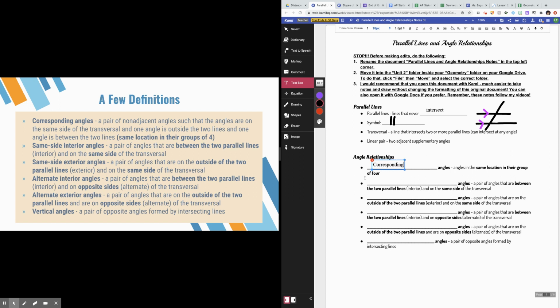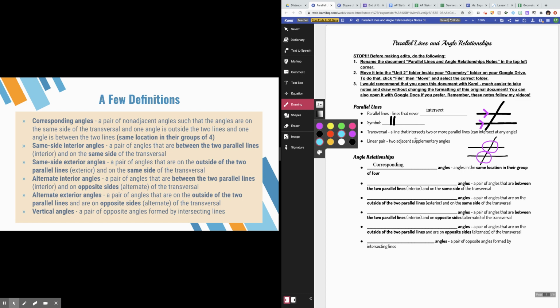The best way to think about these is that they are in the same location in their group of 4. Here's what I mean by that. If you have two parallel lines and a transversal, you have two groups of 4 angles, right? You have this group up here at the top and this group down here at the bottom. Each has 4 angles: one in the top left, one in the top right, one in the bottom left and one in the bottom right.